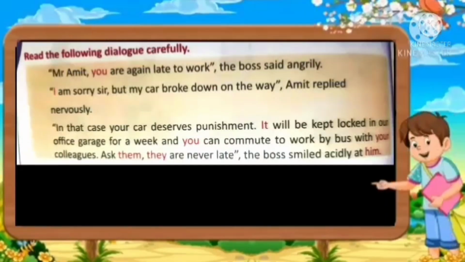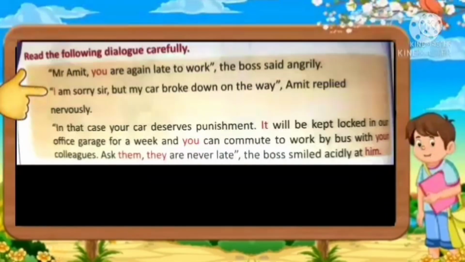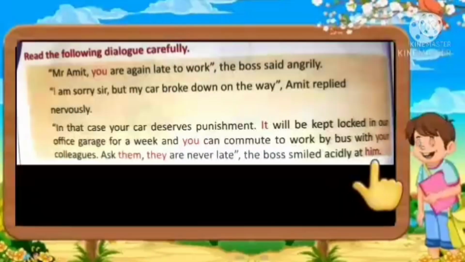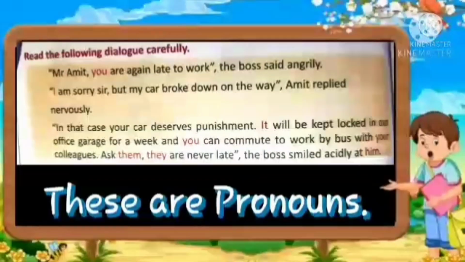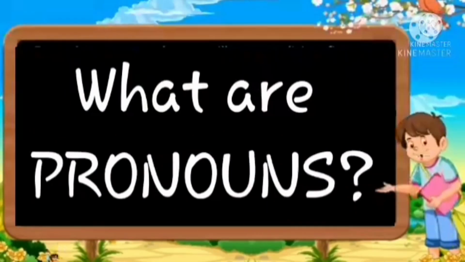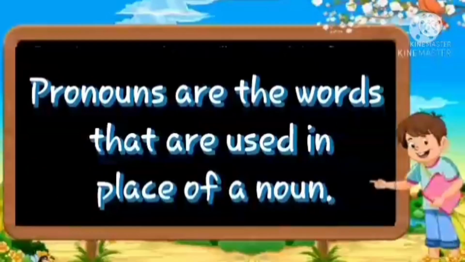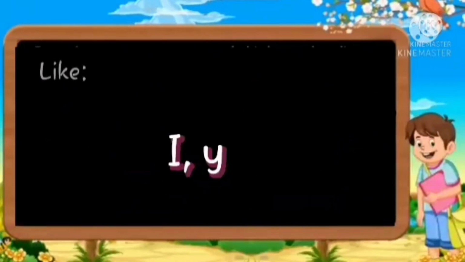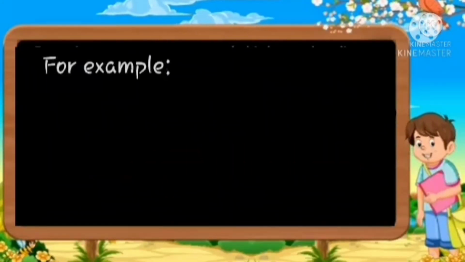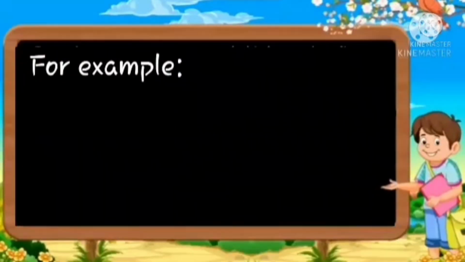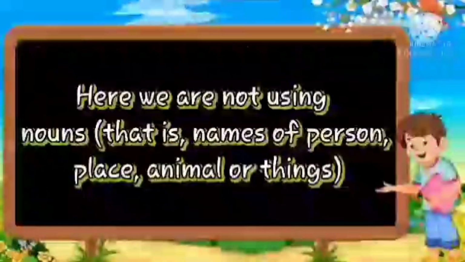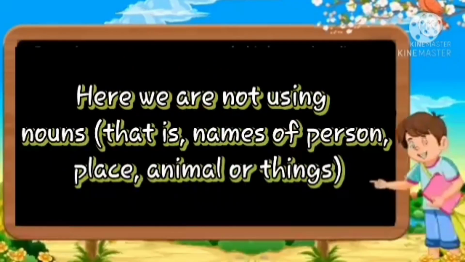Now children, have you seen the colored words like I, you, it, them, they, him, your? These all are the pronouns. So children, what are pronouns? Pronouns are the words used in place of nouns like I, you, he, me, etc. He is a boy. You are late. So here children, we are not using the nouns, the names of the person, place, animal or thing.